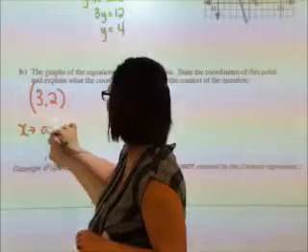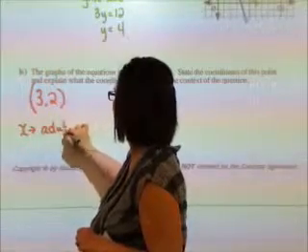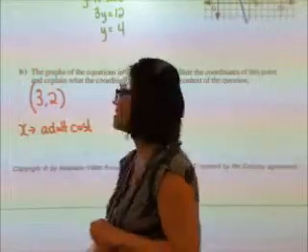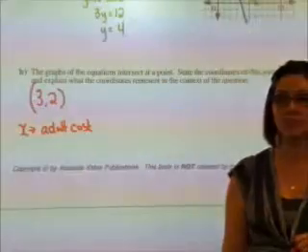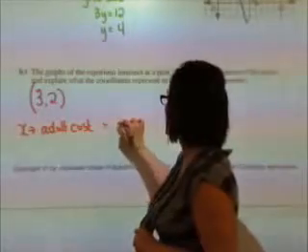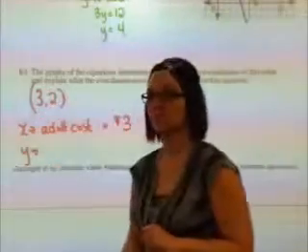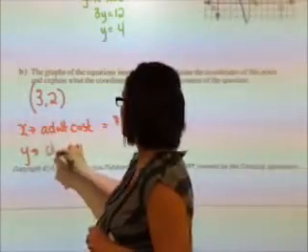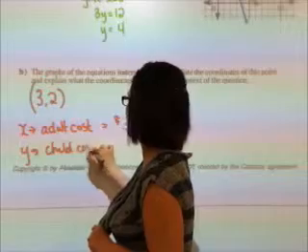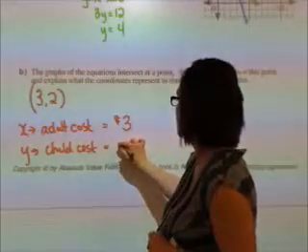It's the adult cost. So what is the cost for an adult ticket? $3. And what did y represent? The child cost. So how much does a child's ticket cost? $2.